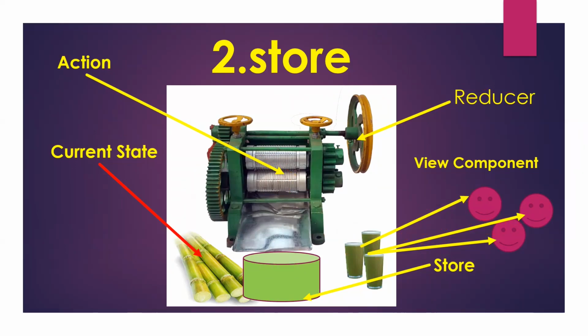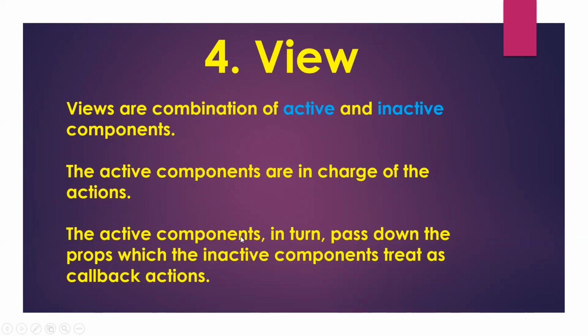So what is view? Views are combinations of active and inactive components. The active components are in charge of the actions. The active components in turn pass down props, which the inactive components treat as callback functions. That means there can be two kinds of components, active component and inactive component, and sometimes the inactive component takes the data from active components.